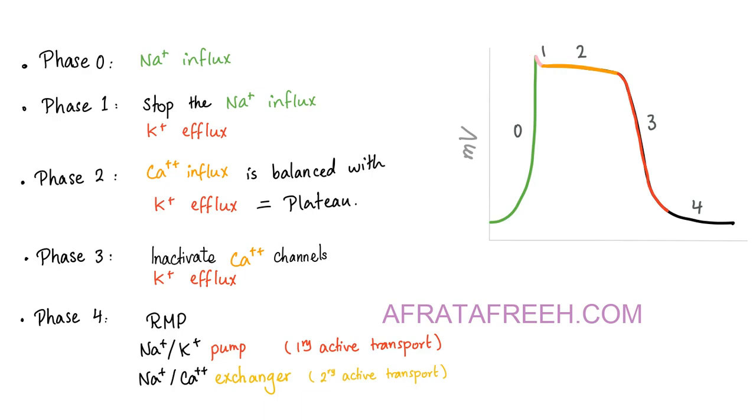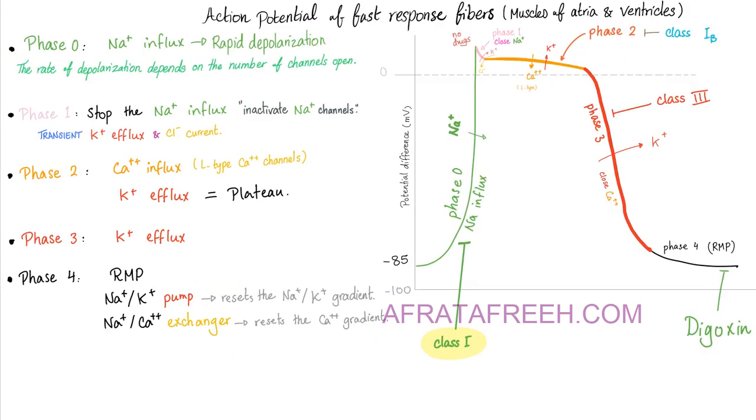Depolarization, sodium rushes in. And then number 1, we stop the sodium influx, and then we start the potassium efflux. Then calcium comes in, potassium comes out. 3, potassium comes out. And then 4, resting membrane potential. Thank you so much, sodium-potassium ATPase pump. Phase 0 is the sodium influx. This is rapid depolarization. The rate of depolarization depends on the number of channels open. The greater the number of open channels, the greater the depolarization, or the faster the rate.